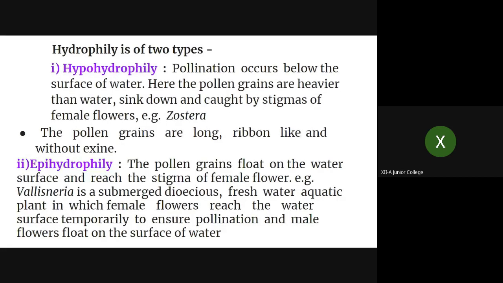Okay. Now, what happens in epihydrophily? In the case of hydrophilous flowers, there are generally two types of plants, female plant and male plant. Both are different, so a dioecious condition is generally observed. Dioecious means the plants are different, the male plant is different and the female plant is different. That is what is called the dioecious condition.